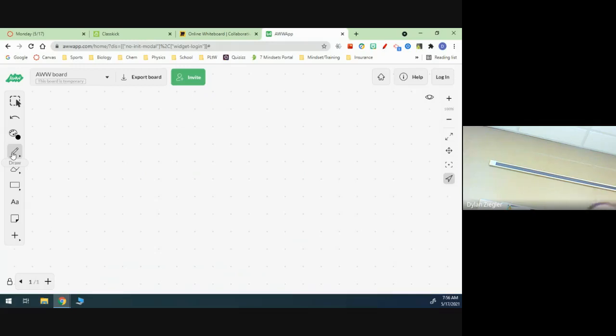So first, here's what I'd like you to do. If you have a pencil, I want you to compare how much eraser you have left on your pencil. Whoever has the most eraser gets to go first. If you don't have a pencil, you automatically go last. Or if you have no eraser, you go last. Check your eraser.